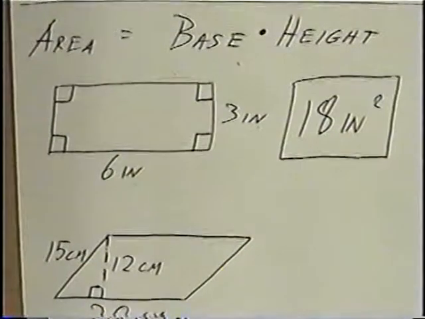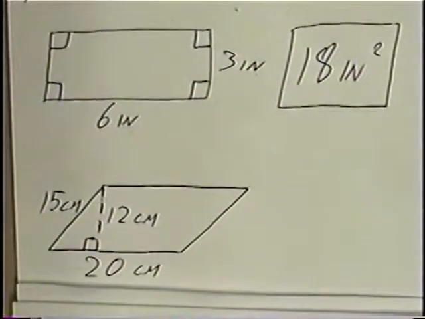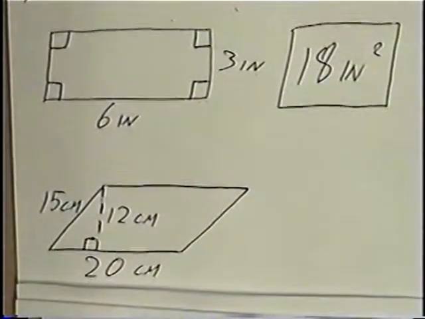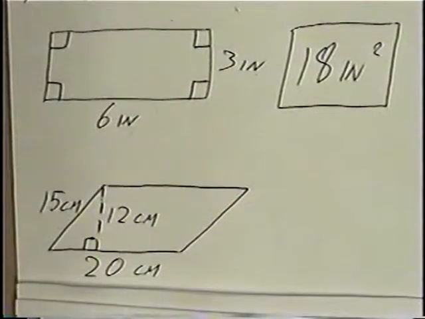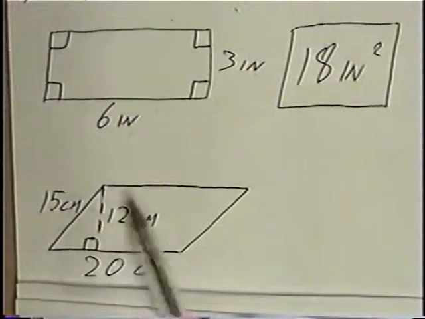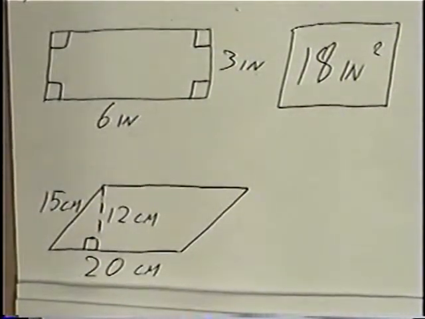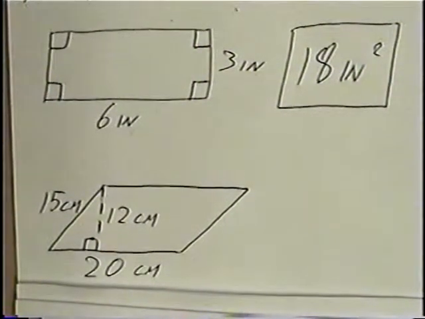The second shape is a parallelogram. A parallelogram, again, has opposite sides that are parallel, and also opposite sides are congruent or the same length. The angles for a parallelogram do not have to be 90 degrees. Using the same formula, base times the height.